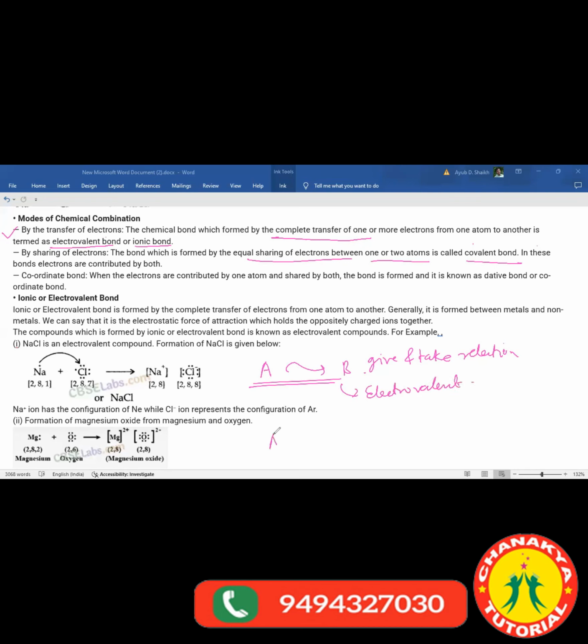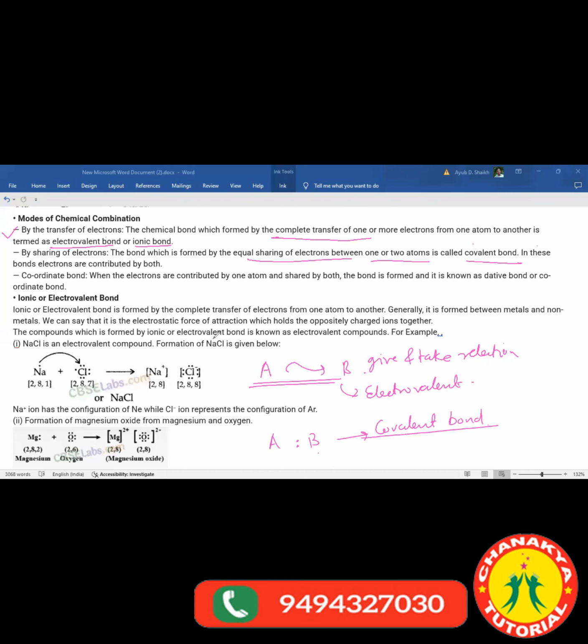And in a covalent bond, there is equal sharing of electrons. One electron comes from A, one electron comes from B, and both atoms share the pair of electrons. Such a bond is called a covalent bond. So there are two modes of chemical combination: one by the transfer of electron and the second by the sharing of electron.